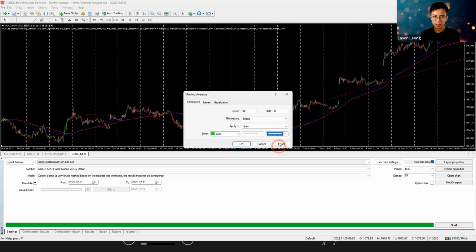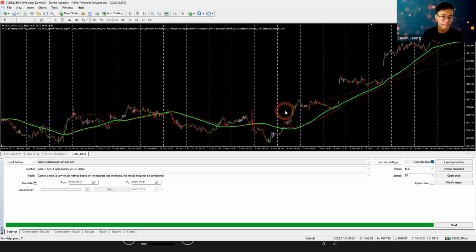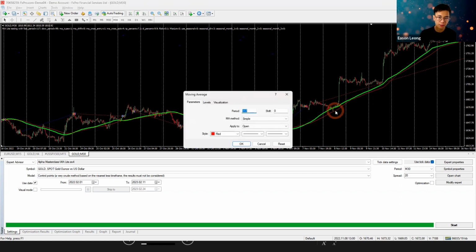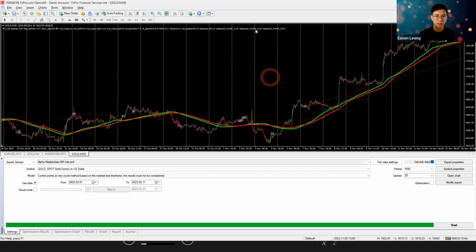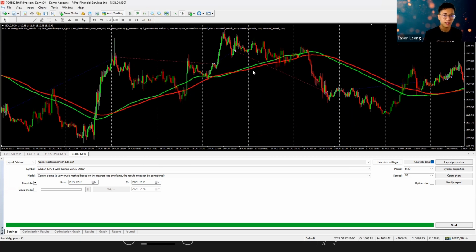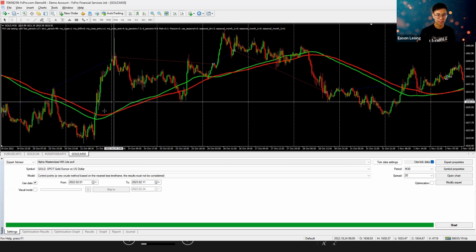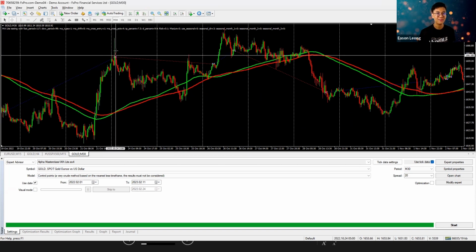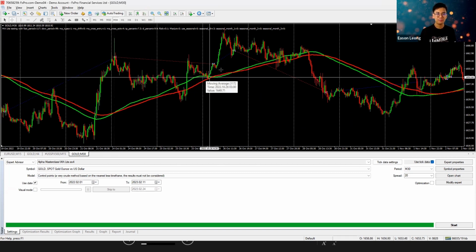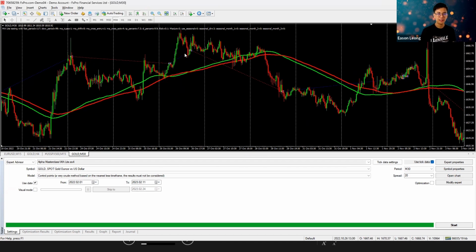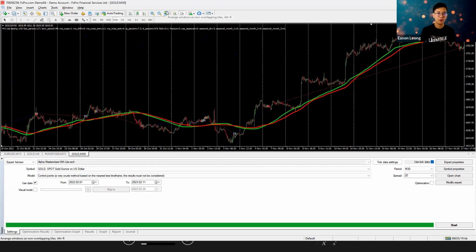Let's put it to be this color. Okay, so the idea here is that when the red line crosses below, this is called cross below, it makes a sell. When it crosses above, it makes a buy. Still the same thing, it is just that this kind of strategy will be more profitable in a ranging time.